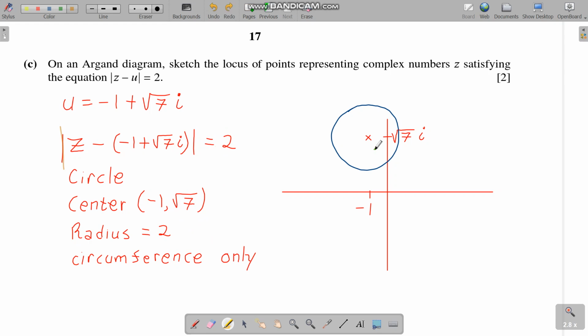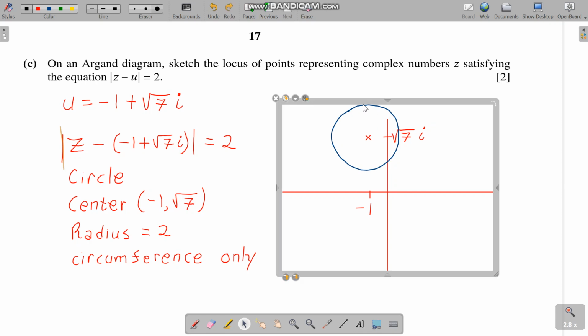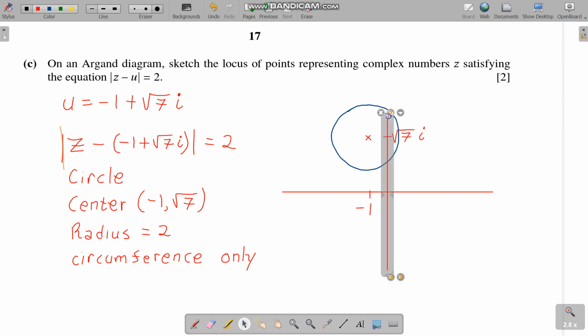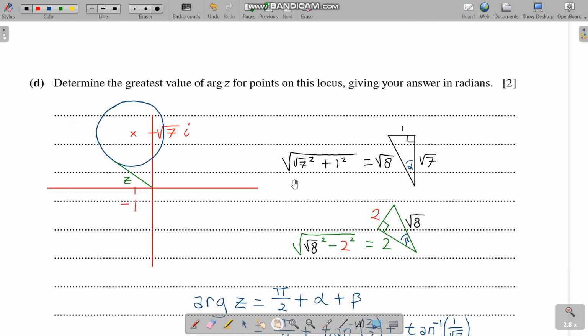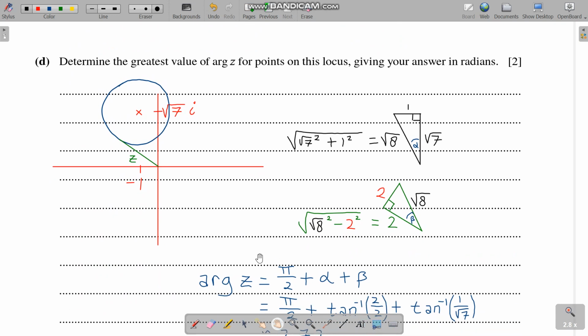So make a circle, center is minus 1, root 7. Root 7 is 2 point something, let's say around here, and the radius is 2, so the graph should be like this. We should have 2 y intercepts. So this is the graph. Now determine the greatest value of arg z for points on this locus.